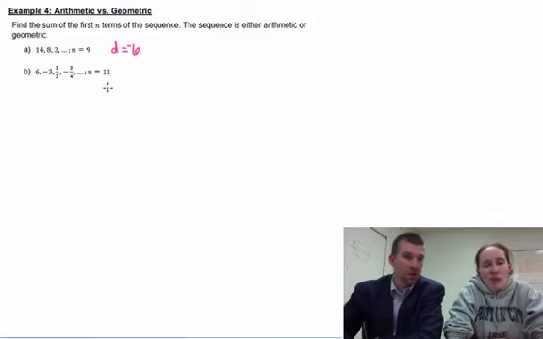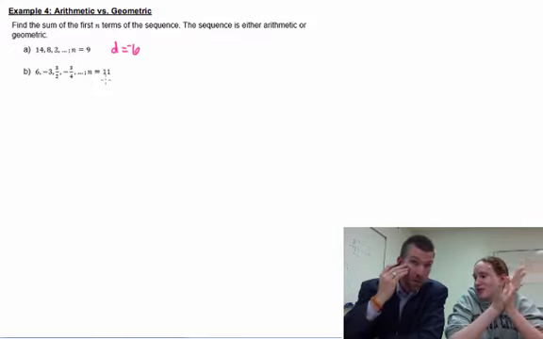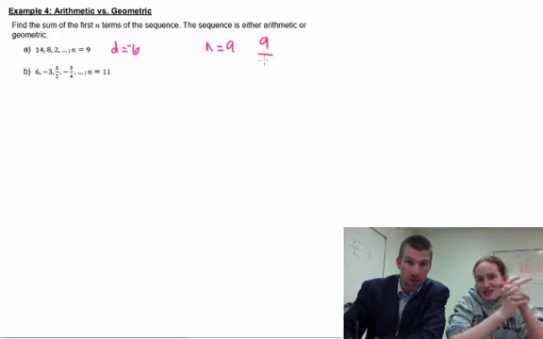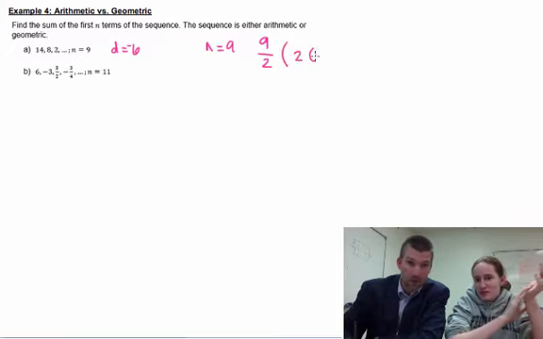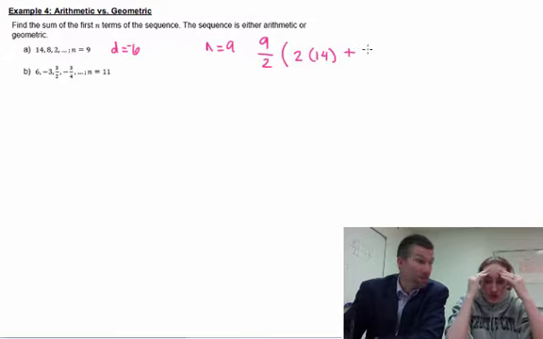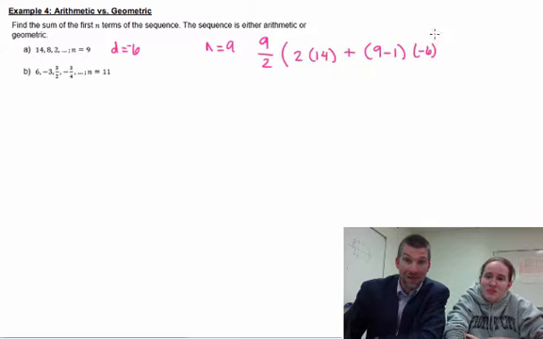So we need the first term and the last term. Uh-oh, there's no last term. So we're going to have to use that other formula. We have n is 9, so 9 over 2, in parentheses, 2 times the first term, plus n minus 1 times d. So 9 minus 1 times d, which is negative 6, because I need to know how many negative 6s I'm adding.